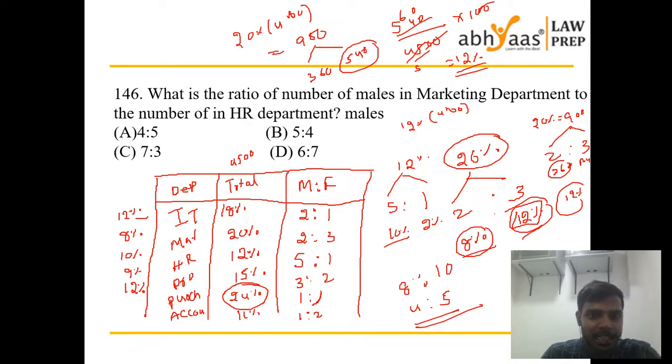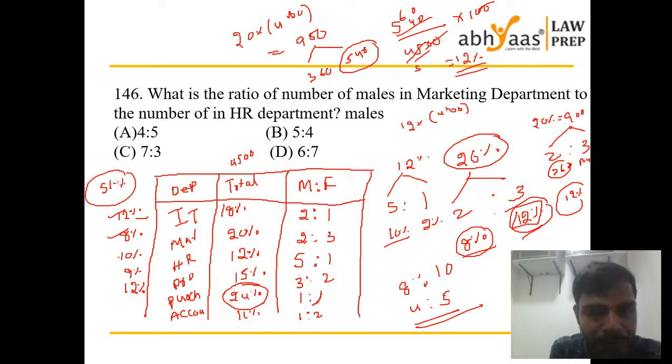First, I will calculate the total percentage of males. 12 plus 8, 20; 20 plus 10, 30; 30 plus 21, 51. So 51 percent of the total employees are males in the first three departments only.